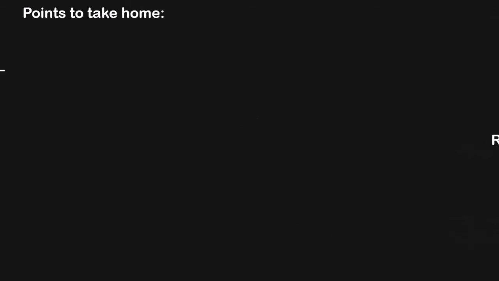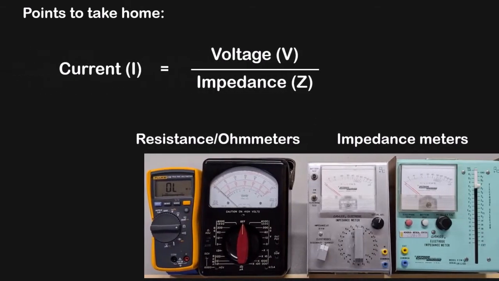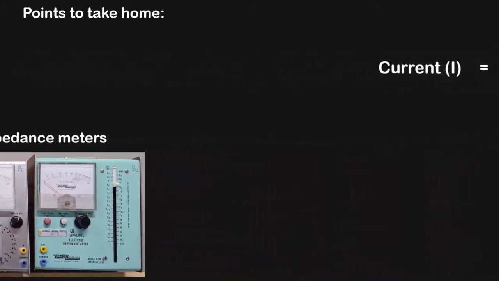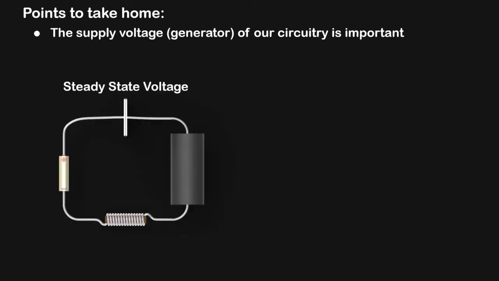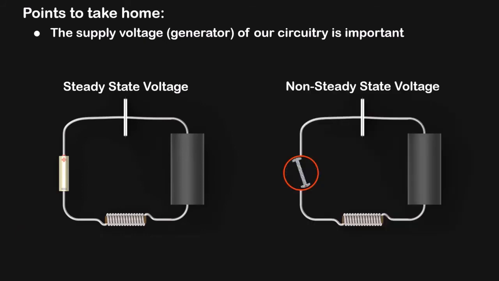How can we ever bring an end to our discussion on Ohm's law and ohm meters versus impedance meters? In truth, we could spend weeks discussing this. Let's try instead to keep it real simple here. The supply voltage, the generator of our circuitry, is important, most important. We have seen how we garner different responses when we supply our circuit with steady state voltage like the battery versus non-steady state voltage like this alternating source we've looked so much at.